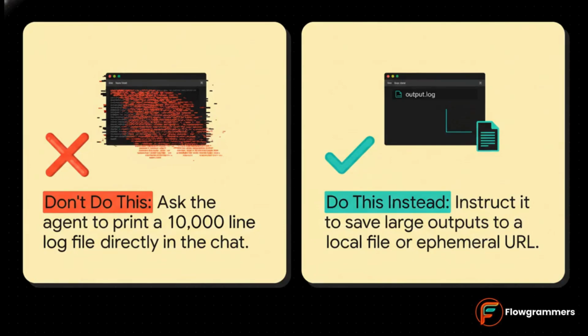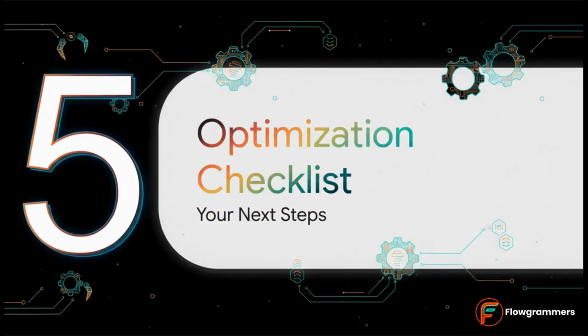Here's a perfect example. You never ever want to ask your agent to print a 10,000-line log file directly into your chat. Instead, just tell it to save that huge output to a local file. You get all the data you need without having to pay for it over and over and over again in your context window. Whew, okay, we have covered a ton of ground.